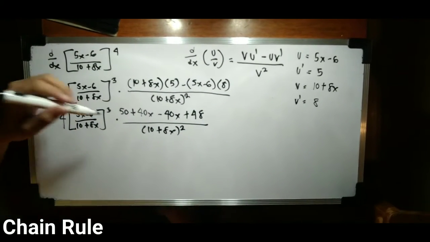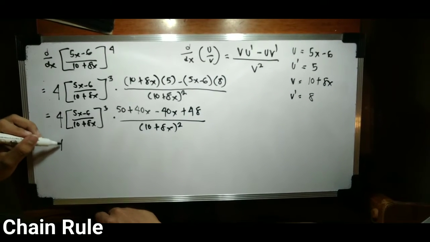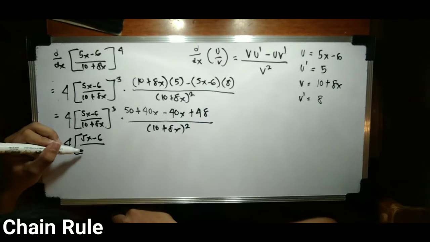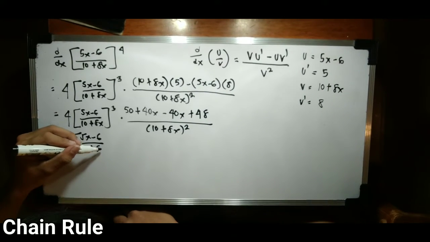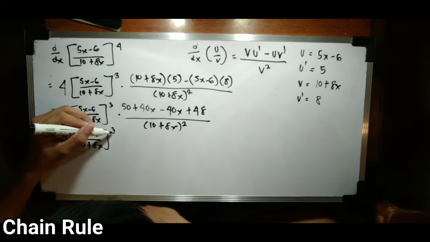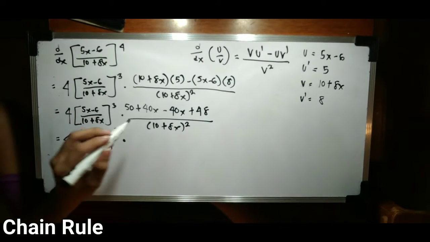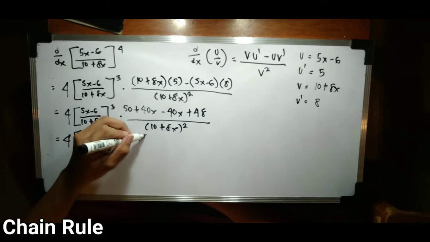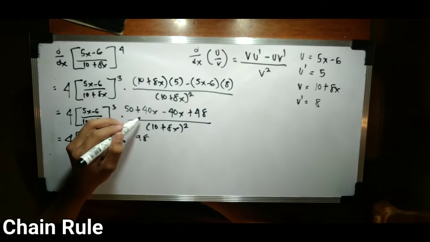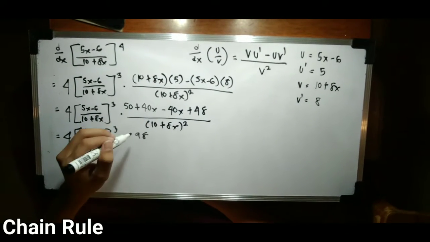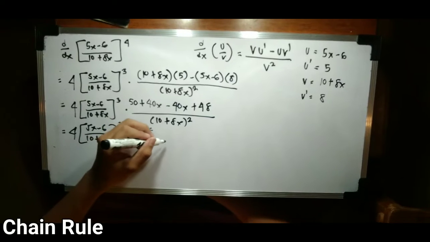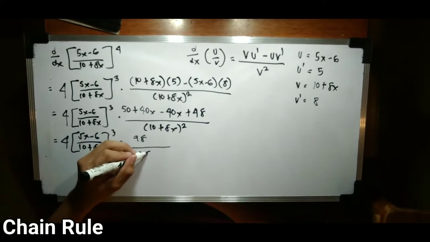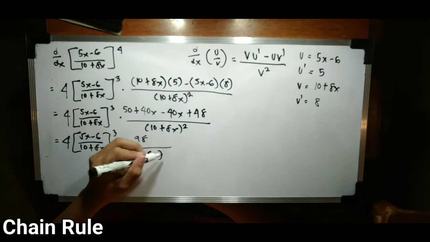So now we can combine like terms. So first copy 5x minus 6 over 10 plus 8x raised to 3 multiplied by 50 plus 48, which is 98. So 40x minus 40x is equal to 0, so we will not put 0 in here. All over 10 plus 8x squared.